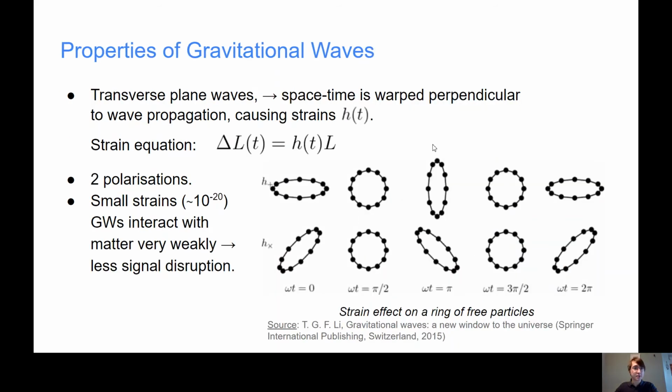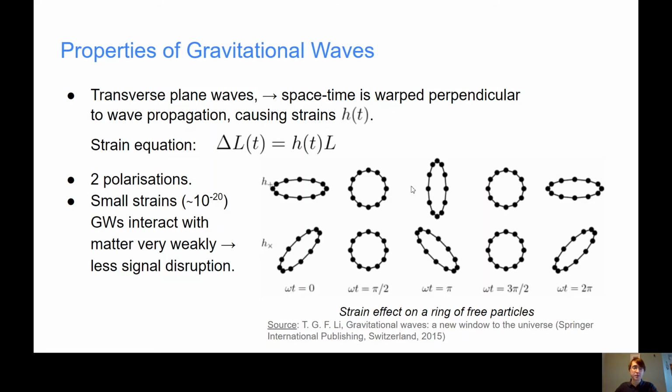Gravitational waves travel as transverse plane waves, which means that space-time is warped perpendicular to the direction that they propagate. This warping results in strains, which are relative changes in length that can be thought of as the amplitude of the wave. They vary with time, are denoted with an h, and are described by this strain equation, which is that change in length is equal to the strain times the original length.